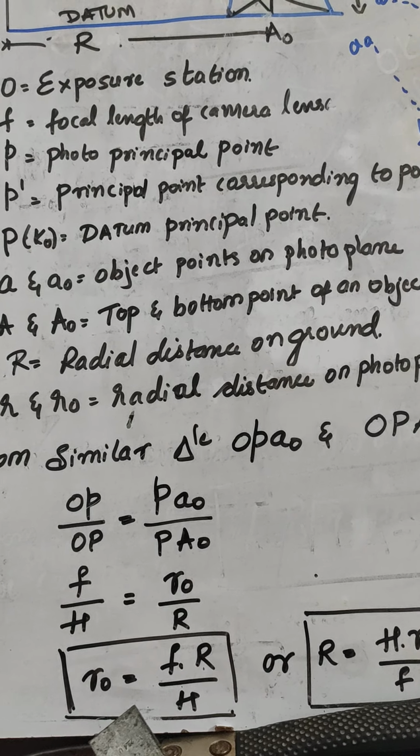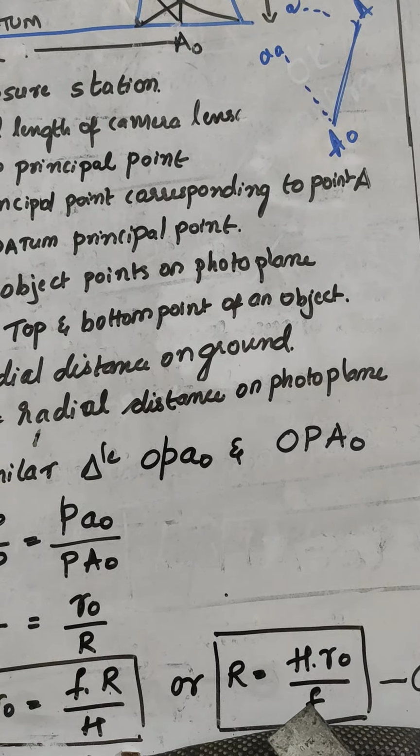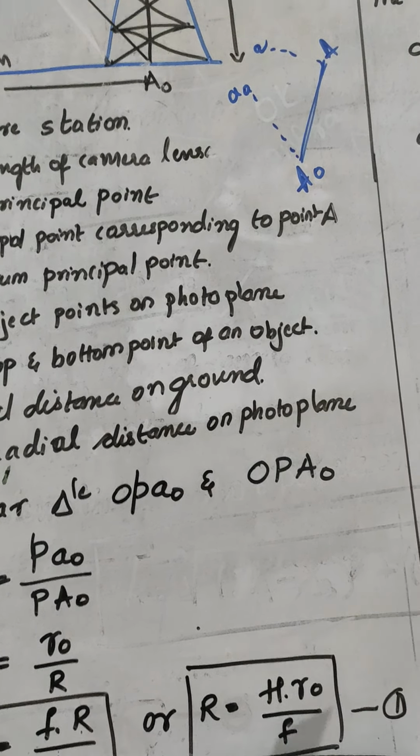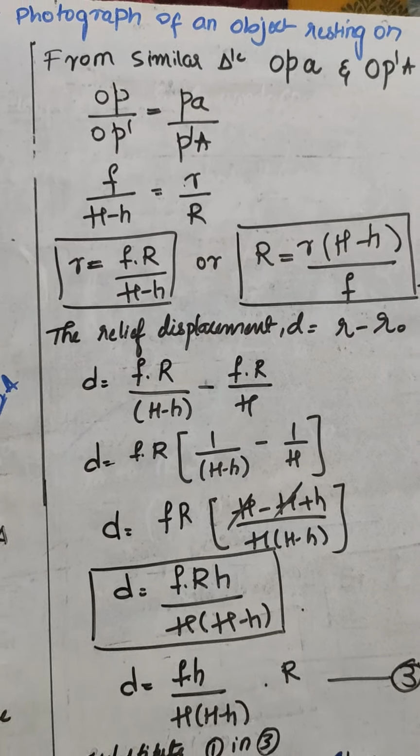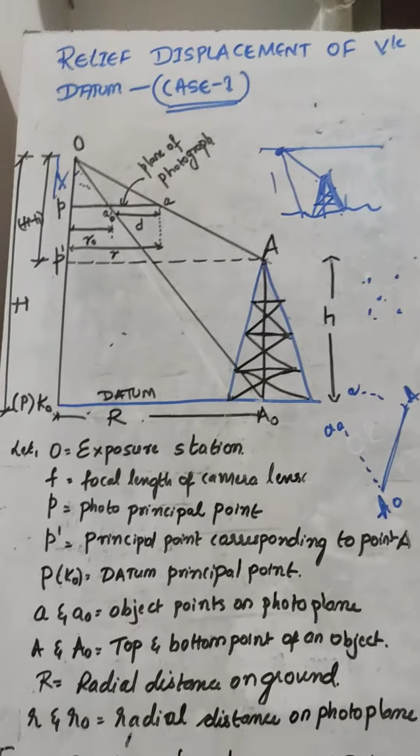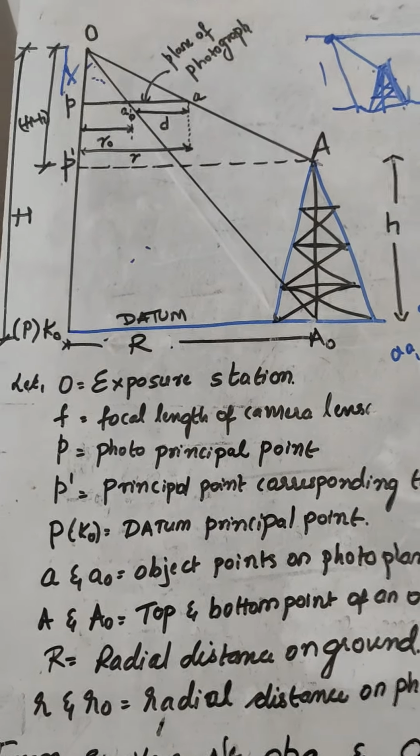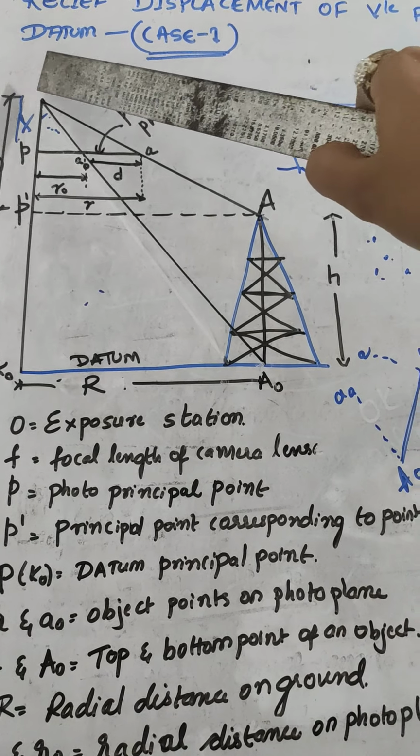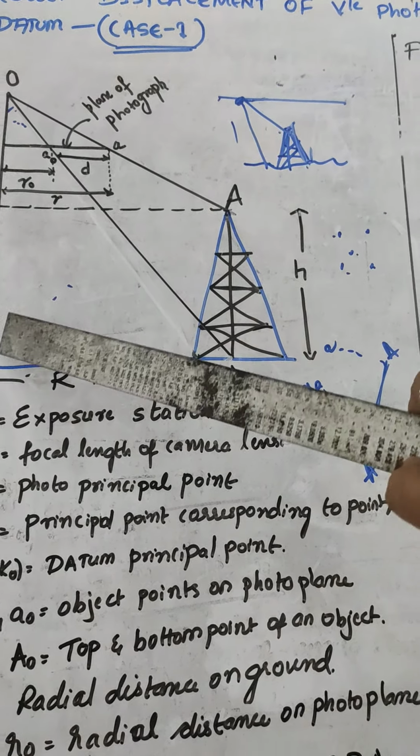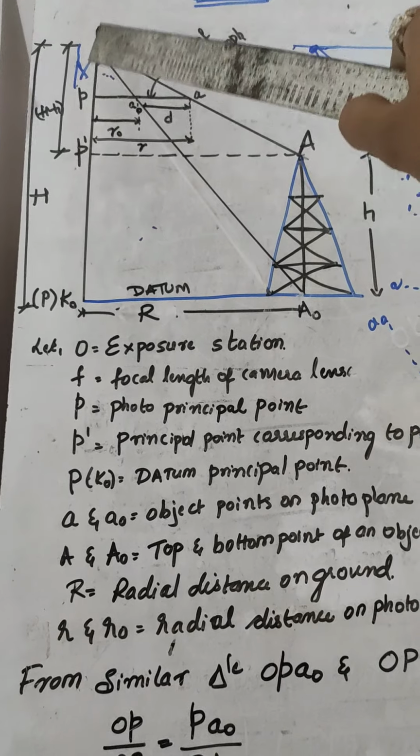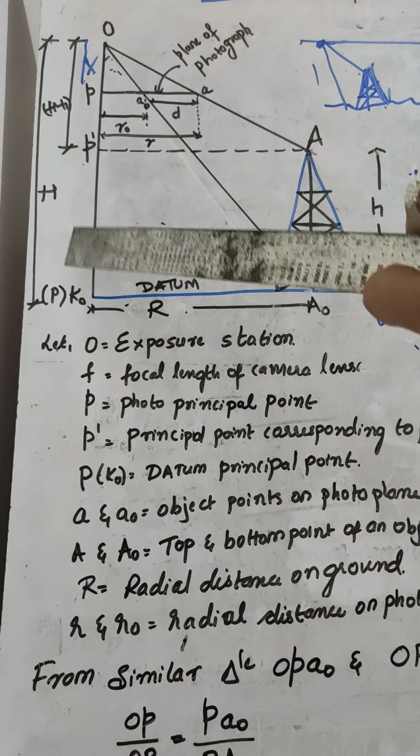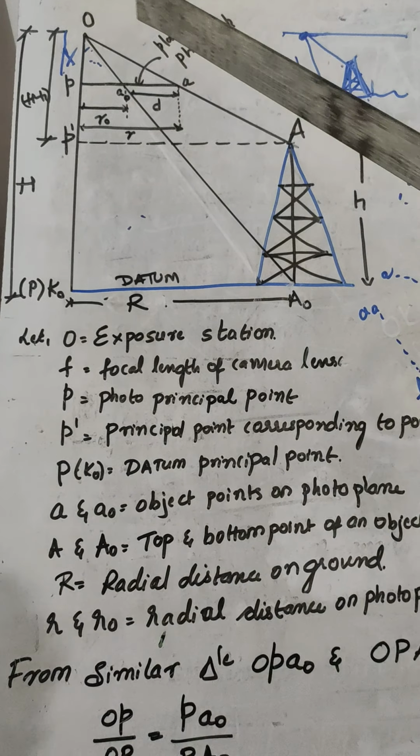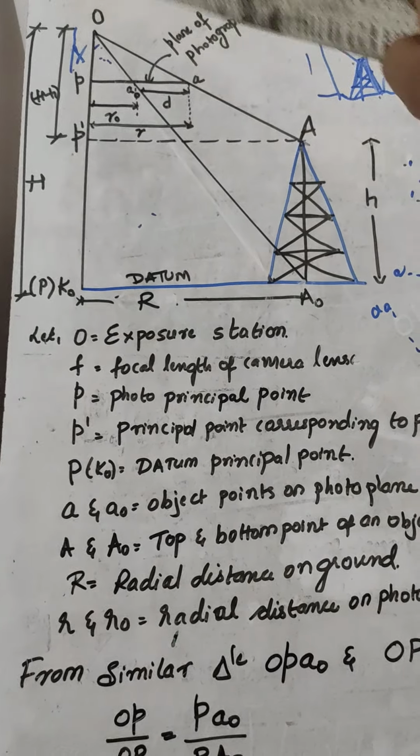If we take the same equation for capital R, we can write this expression as H r naught divided by f. Let us take this as equation 1. Similarly, we are taking one more similar angle triangle. First we applied similar angle triangles for this portion, that is O small p A naught and O capital P capital A naught. So the first similar angle triangle is applied for this small triangle and the whole triangle.